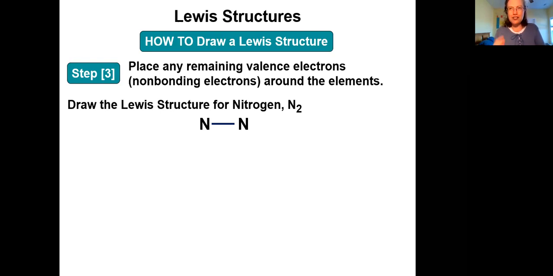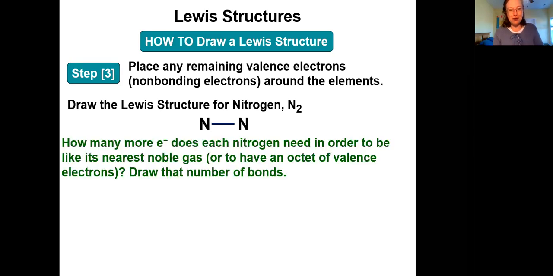Okay, well, it's in group 5A, right? So didn't it want 3 more electrons? So it wants 3 bonds? Well, neither one of them is happy right now, right? Okay, well, let's give it another bond. How many more electrons does each nitrogen need in order to be like its nearest noble gas, or to have an octet of valence electrons? We're going to draw that number of bonds. They each want 3, so we're going to have a triple bond. Now they're both happy. Both of them have the 3 bonds that they want.